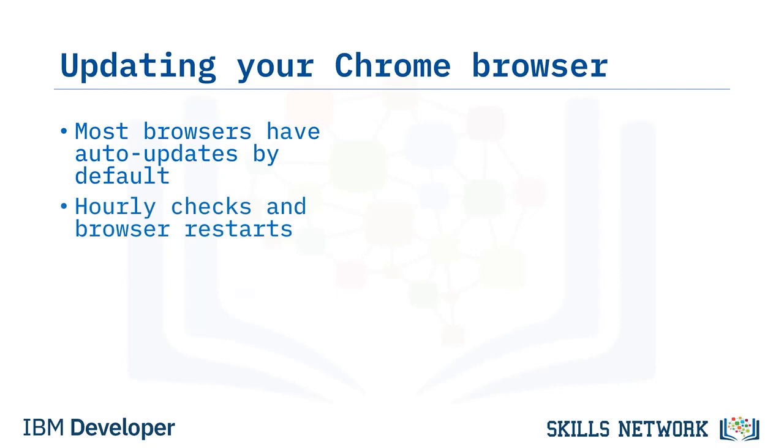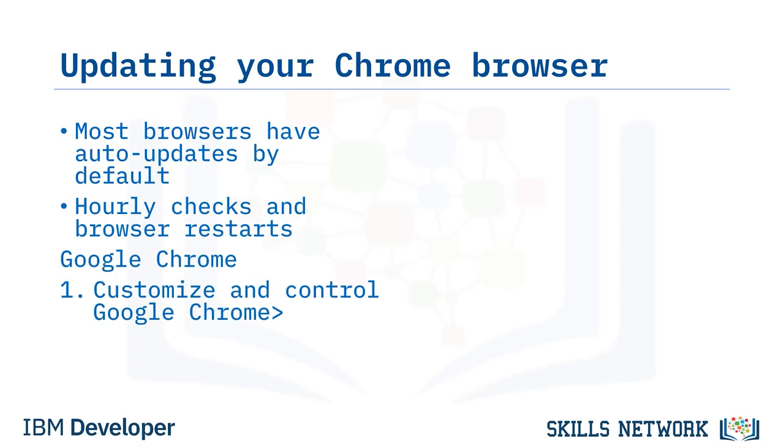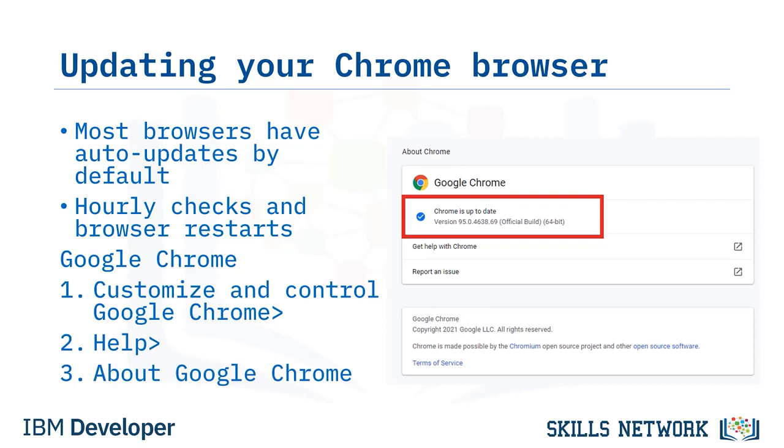For example, in Google Chrome, you select the Customize and Control Google Chrome icon in the top right corner of the browser window, point to Help, and then select About Google Chrome. Chrome will check for any available updates and download and install them.